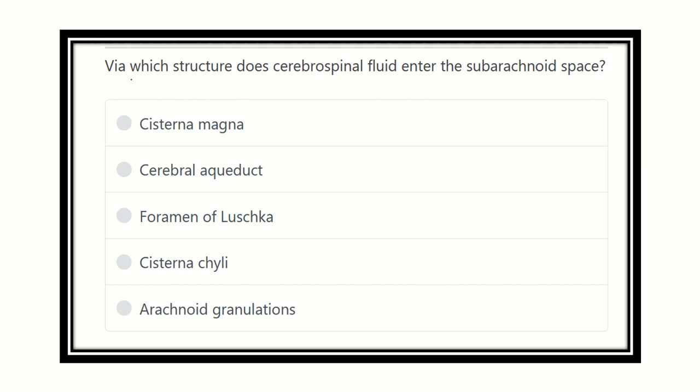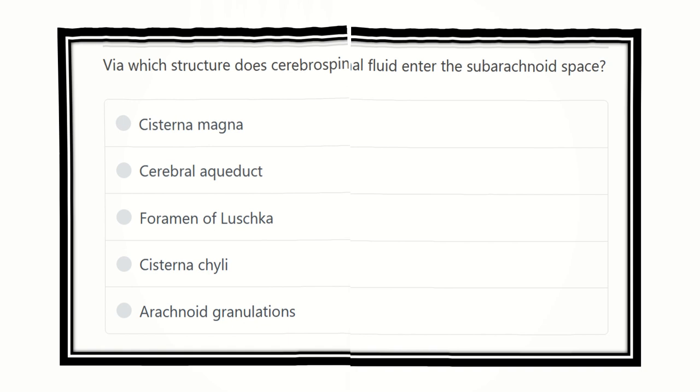It is a direct question: through which structure does cerebrospinal fluid enter into the subarachnoid space, between the arachnoid and pia mater? Here the options are cisterna magna, cerebral aqueduct, foramen of Luschka, cisterna chyli, and arachnoid granulation. So we have to find a foramen or a space through which the cerebrospinal fluid reaches the subarachnoid space in the brain and also in the spinal cord.